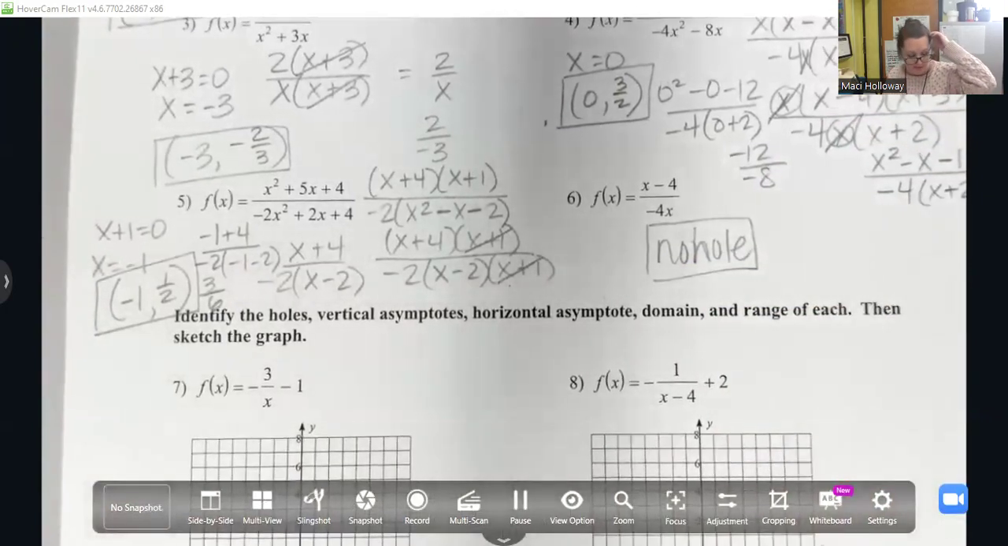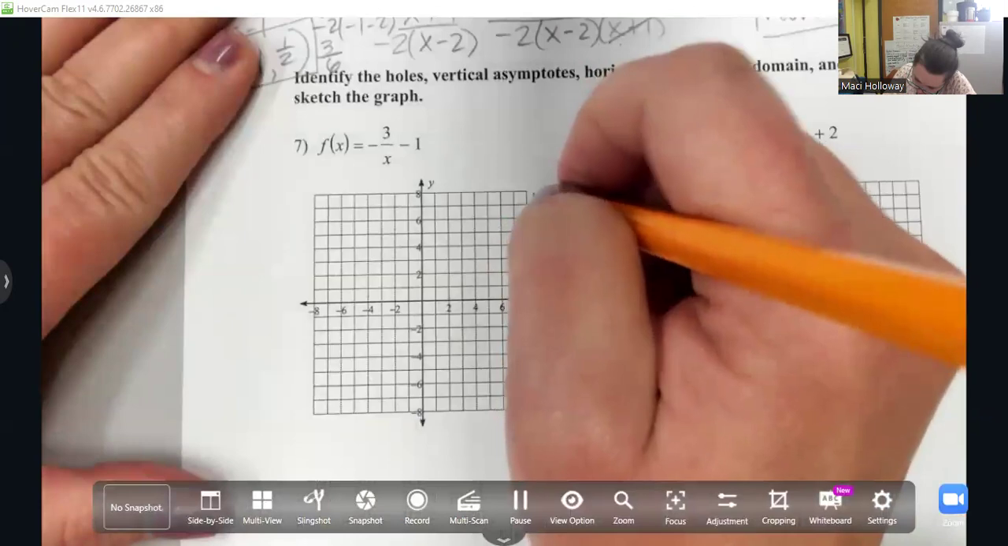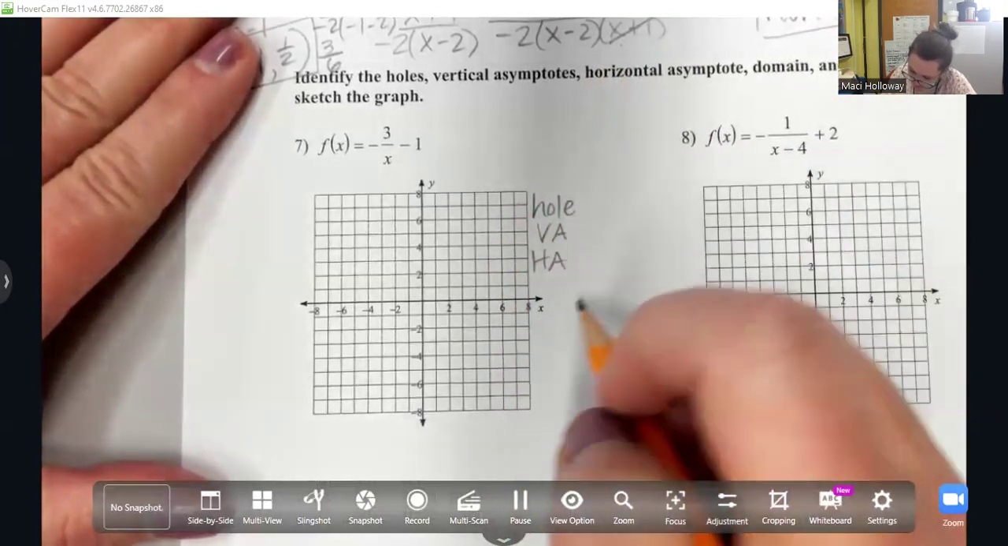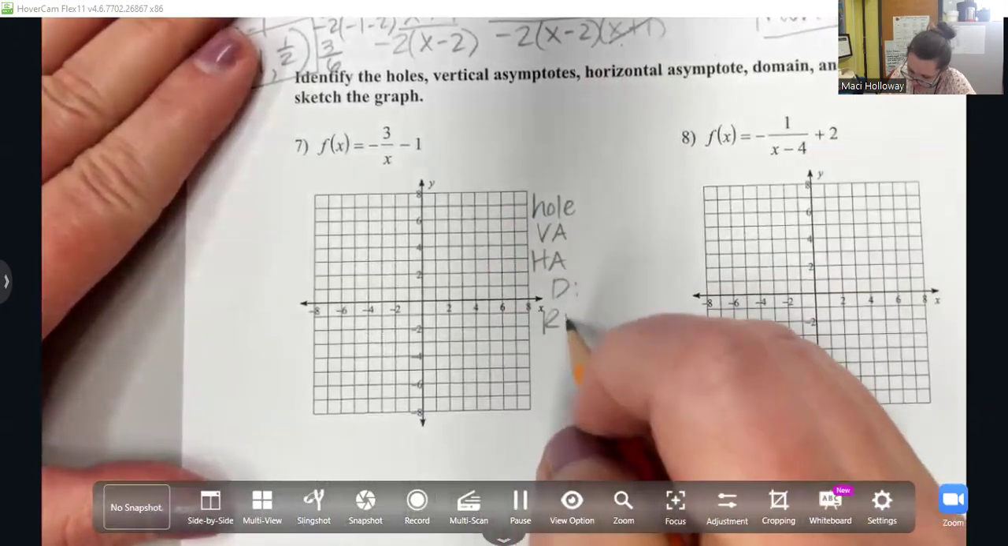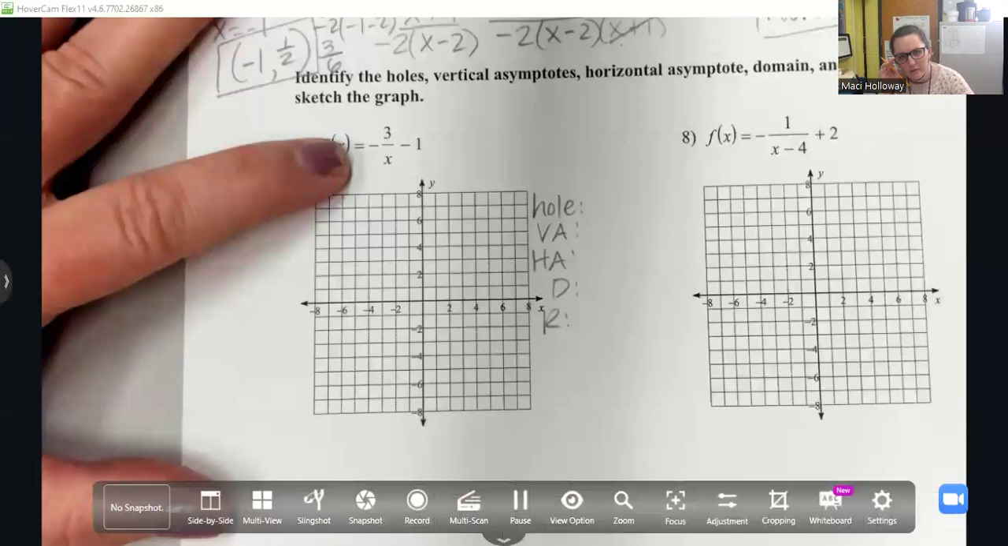So that would be your answer. Number 7, identify the holes, vertical asymptotes, horizontal asymptotes, domain, range of each. So our hole here, it doesn't look like we have one.